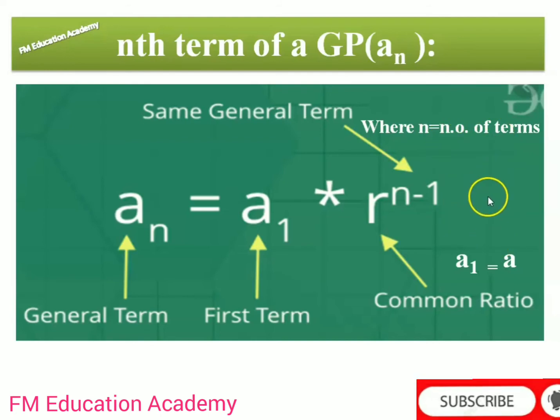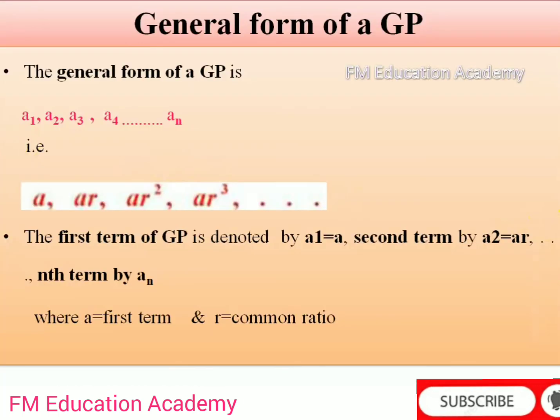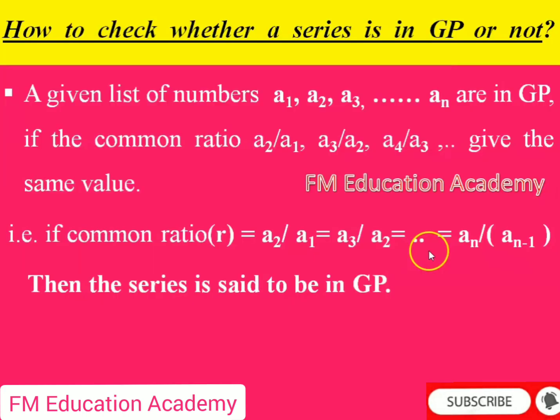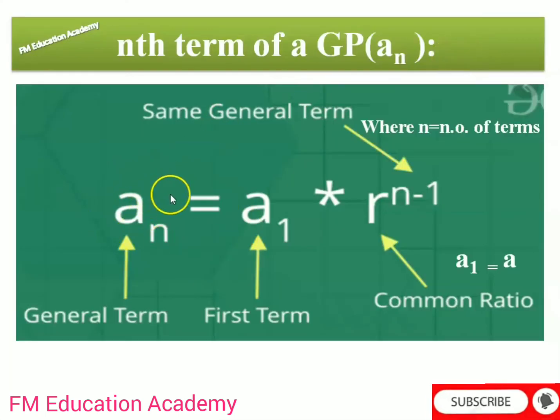In your SSC and CBSE syllabus, you don't have the formula to find the sum of terms in case of GP. Only three formulas you have. First, you should know the general pattern of GP: a, ar, ar squared, ar cubed, where a1 equals a, a2 equals ar, a3 equals ar squared, a4 equals ar cubed, and the nth term is a_n. Then you should know the common ratio r: a2 by a1, equal to a3 by a2, equal to an by a(n minus 1). Then you should know how to check whether a series is in GP or not, and the formula of the nth term, which is a_n equals a into r to the power n minus 1.